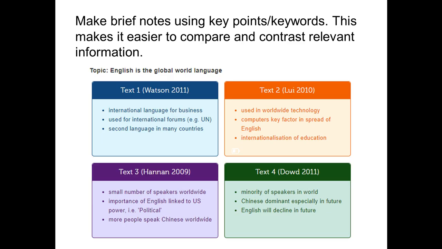Urugero, dufite topic ivuga ngo English is the global world language. Icyongereza ni ururimi mpuzamahanga rukoreshwa ku isi yose. Akanote ka mbere. Text 1. Washington, 2011. International language for business. Kona kanote kambere.